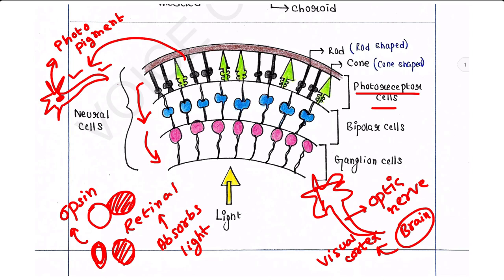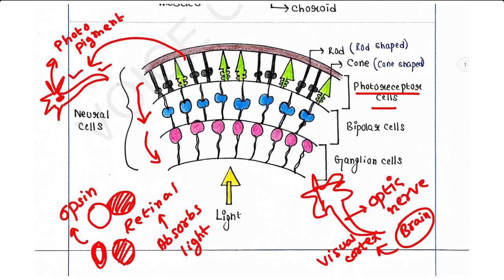from bipolar cells toward ganglion cells, and ganglion cells are attached with some optic nerves, and that nerve impulse will now flow through the optic nerve toward the visual cortex of the brain, and at that part the image will be produced.